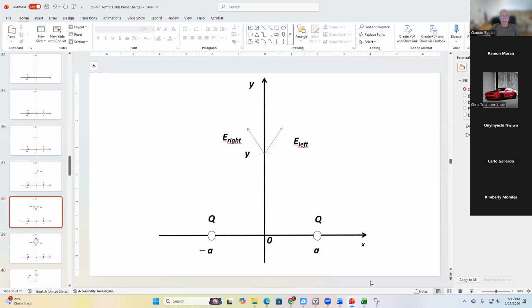Going back to the drawing board, right? Theta is this angle here. But this theta angle is also equal to this theta angle, right? Make sense?